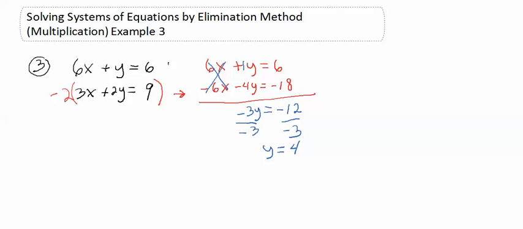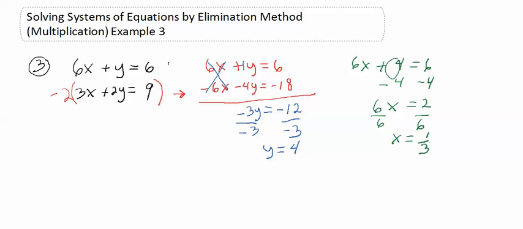I'm going to go back and I'm going to take one of the original equations, the black equation. I think I'll go ahead and stick with the top one. I'm going to have 6x plus, instead of y, I'm going to plug in my 4, is equal to 6. Subtract 4, subtract 4. I've got a 0 here. I have 6x is equal to 2. Divide by 6, divide by 6, and my x is going to be equal to 1/3. Okay, fractions are okay.